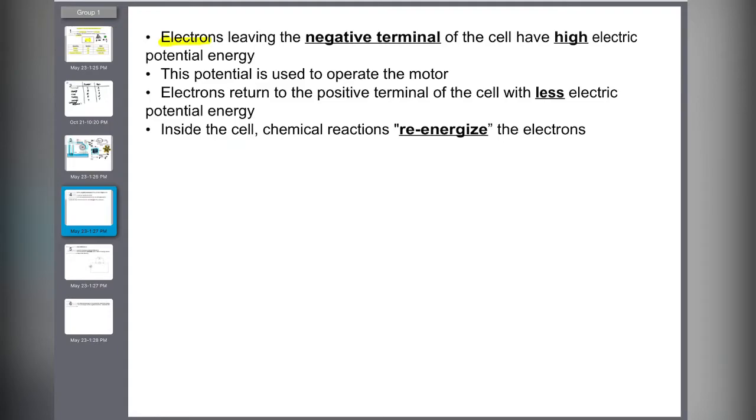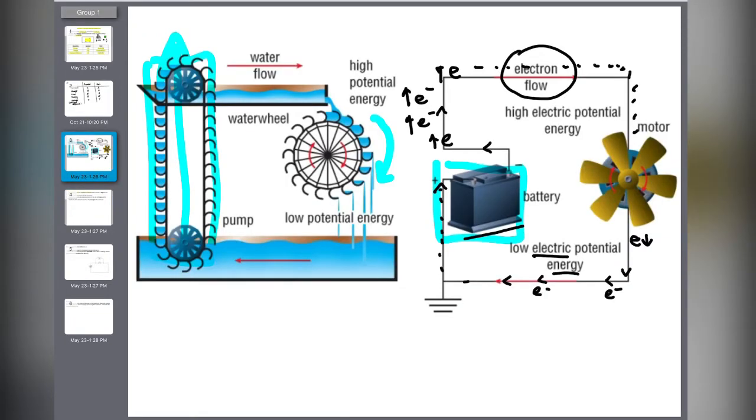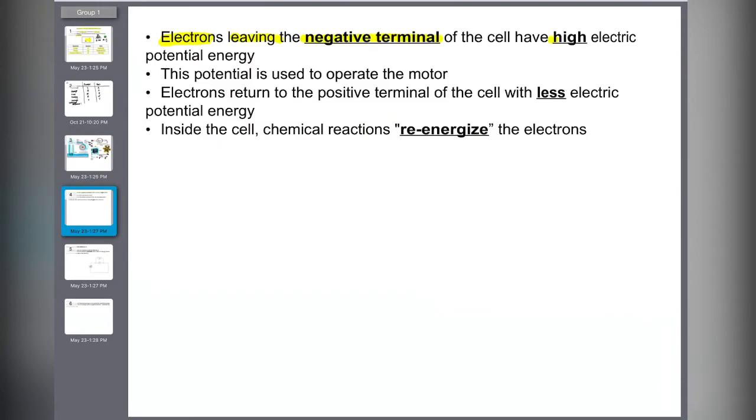Electrons would leave the negative terminal. That's why when I draw the picture, I would leave from the negative. Okay, and they have high electrical energy, so that's my hyper electrons, electrons that are very hyper. Okay, and then it is now used to operate the motor. Okay, after the motor, it is now at a low electrical potential energy, and when it goes back to the positive terminal, it will have less, and eventually going back into the battery, it gets re-energized again and does the work.